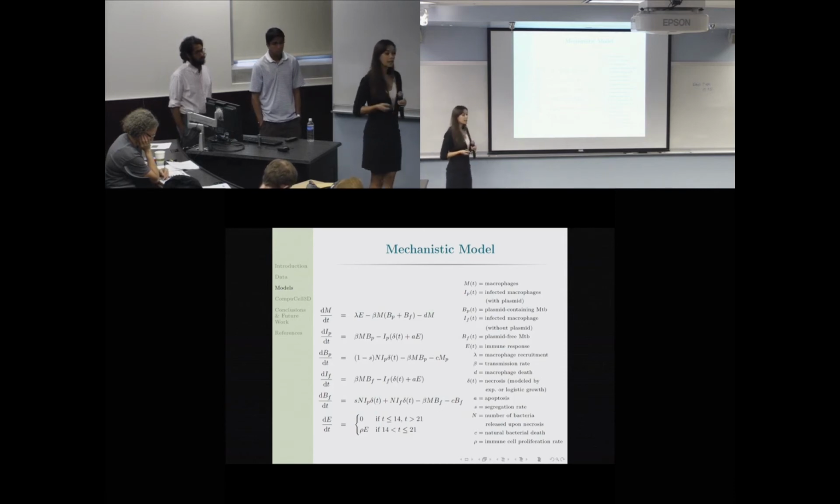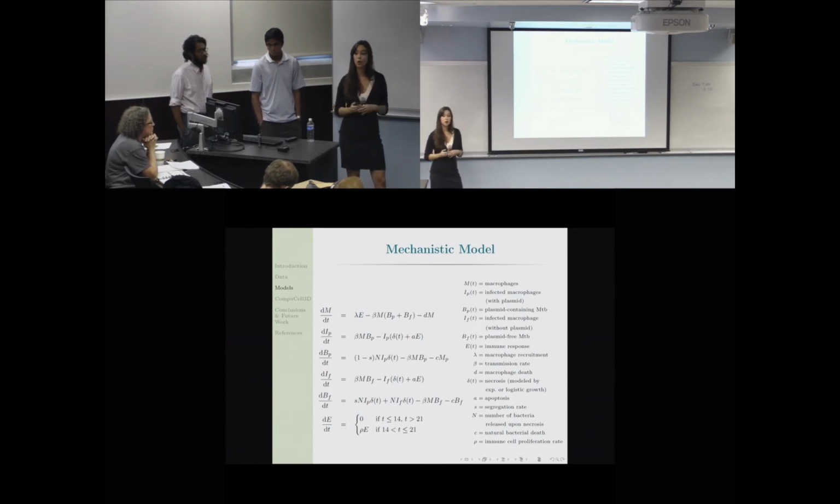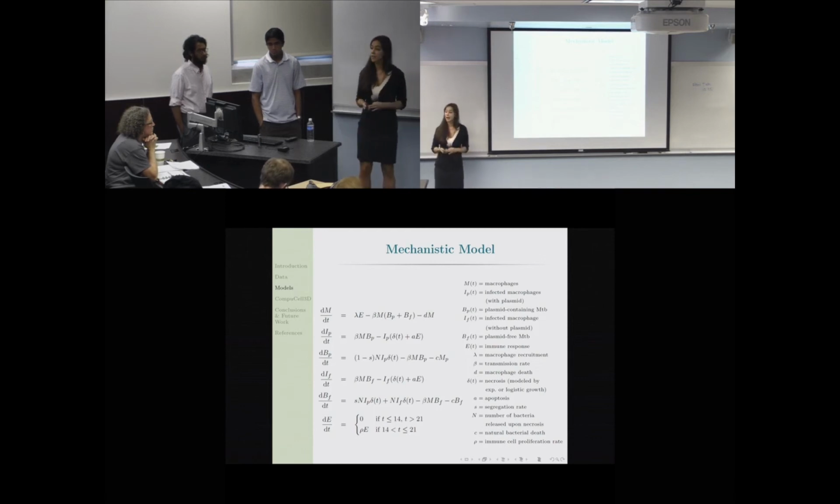So how we decided to model necrosis was not going to be a constant function, because as I said, necrosis generally happens whenever cells are overrun with bacteria. The bacterial burden is high, which would generally happen at later stages of chronic infection. So for that reason, we tried different types of functions to model necrosis. One of them was an exponential function, and another one was a logistic growth function.